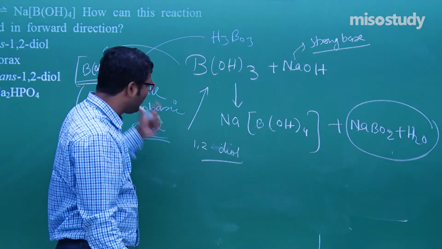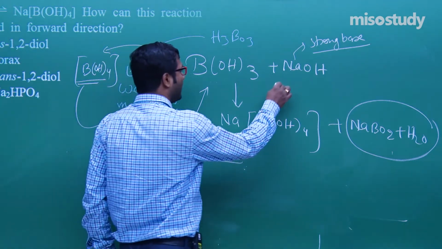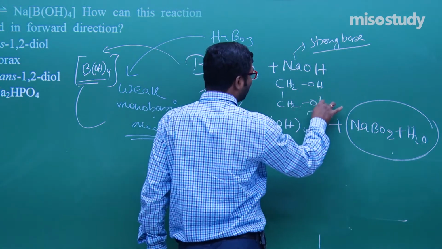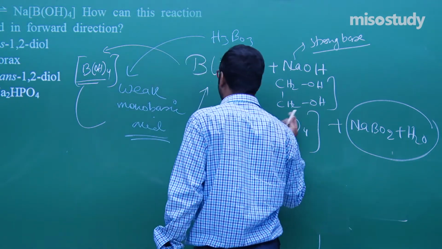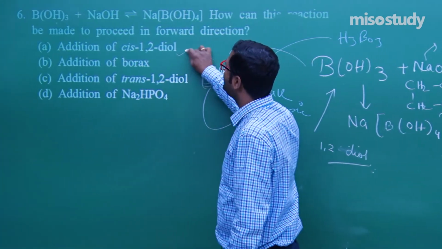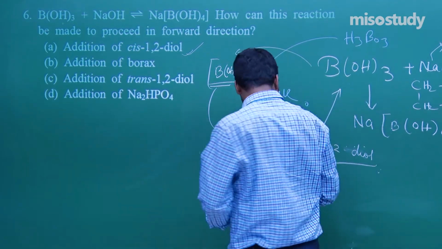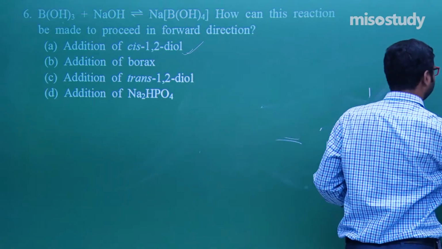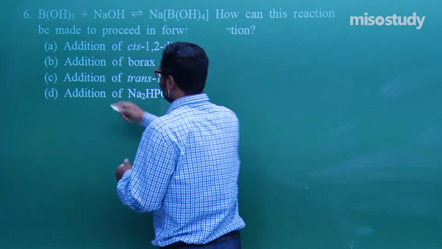So what is the main agent here? The main agent here is 1,2-diol, that is CH2OH, CH2OH, and this one is the cis form, cis 1,2-diol. The groups are on the same side. So for this reaction, addition of cis 1,2-diol proceeds the reaction in the forward direction. Now write down the complete explanation. For this, A is the correct option.